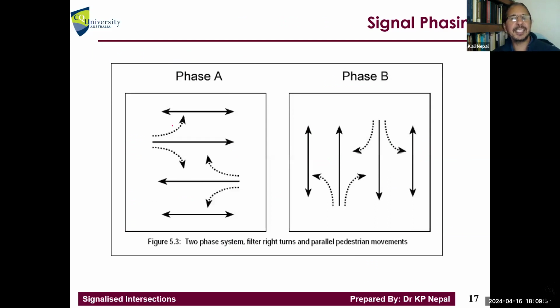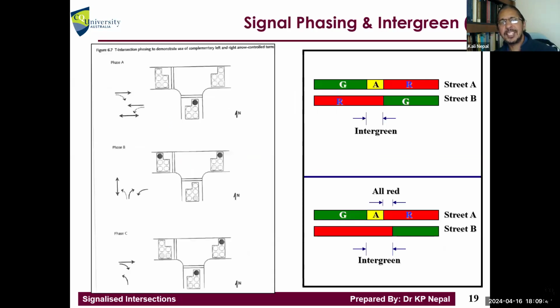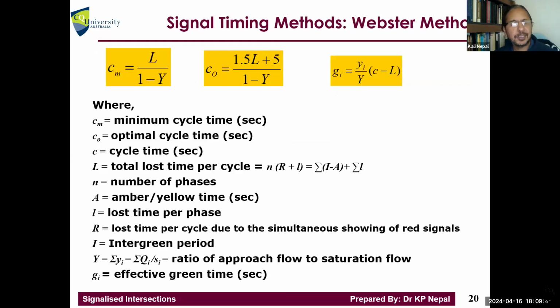So now this is phase A. That's what the dotted line means, the filtered right turn. You need to wait for the through traffic to go and then you turn right or left. And there are a lot of sequences there anyway. Okay, so these are the examples.